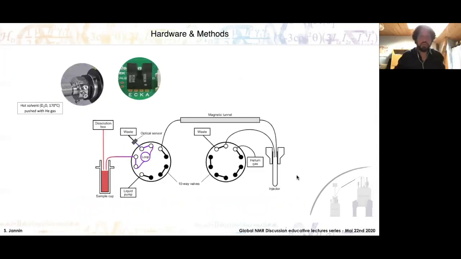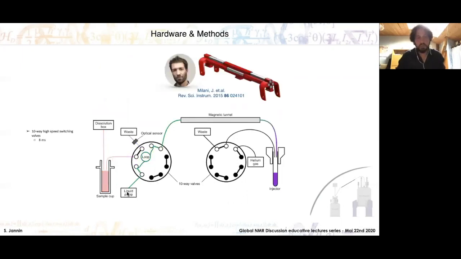So I'm going to briefly show you what we have in Lyon. So the idea is that you dissolve your sample and then you go in a valve and you fill a loop that has a certain volume. So you can select the volume you want to bring to your NMR tube. Once the loop is filled during the dissolution, there is an optical sensor that will then trigger the rotation of the valve. And when the valve turns, there is a liquid pump.